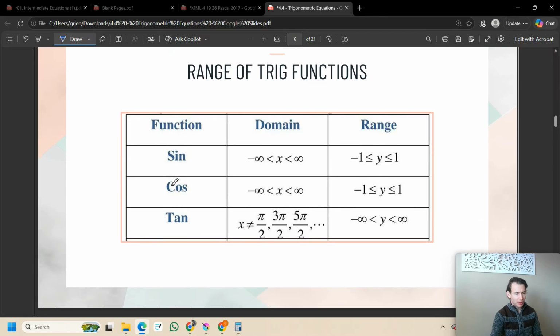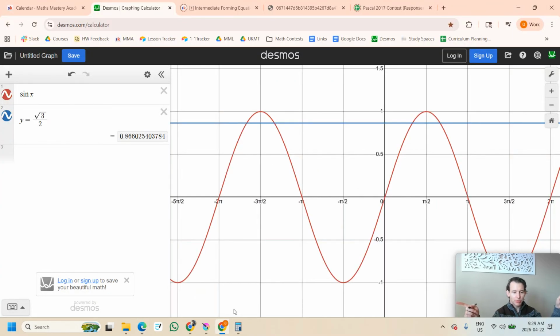And a quick review. The range and domain of our trigonometric functions, sine and cosine: they go off to infinity in both directions, but they have a maximum and minimum value of 1.